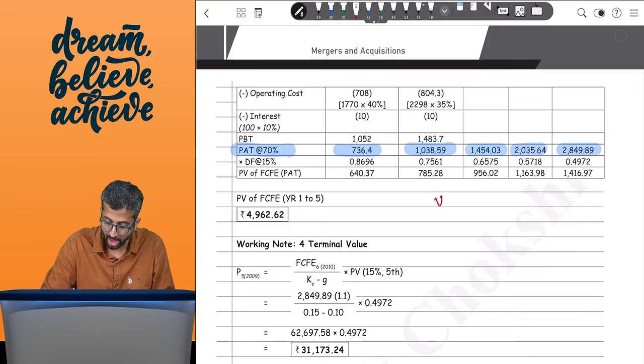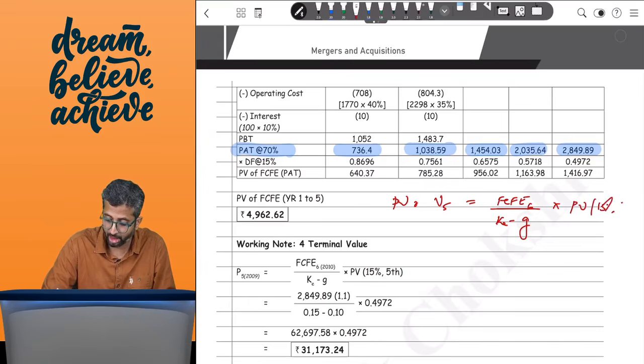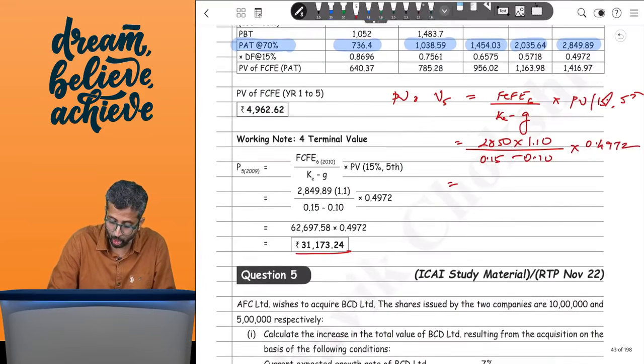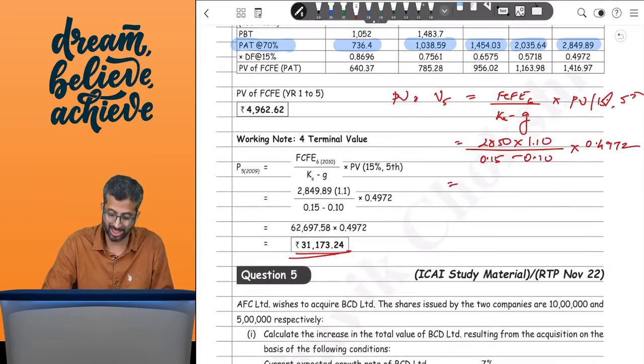So over here, value at end of year 5 will equal free cash flow to the equity for year 6 divided by KE minus G. But I need to find the present value, and hence I'll have to multiply. Well, this is present value at the rate of 15% for the 5th year. So this is 2850 approximately into 1.10 upon KE, which is 15%, minus G, which is 10%, into 0.4972. So if I do all of these workings, you will come to around 31,173.